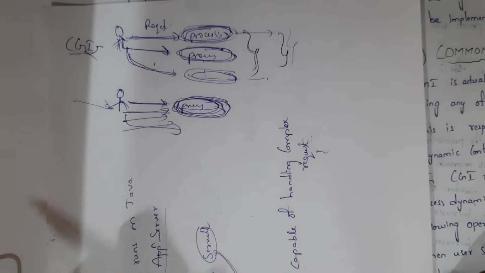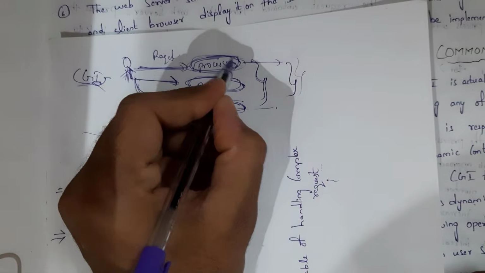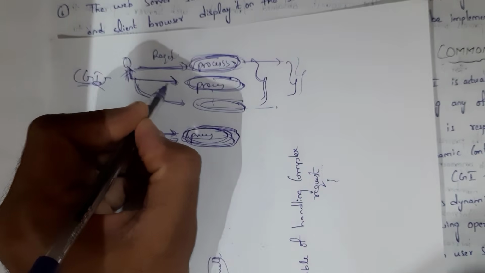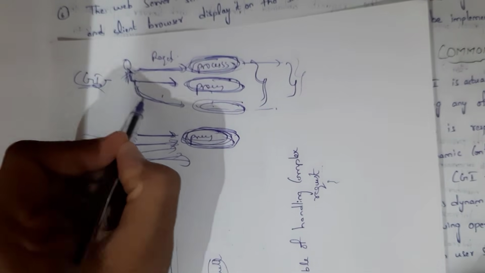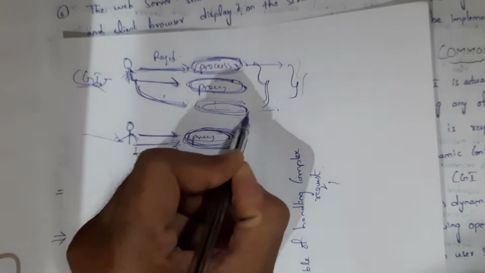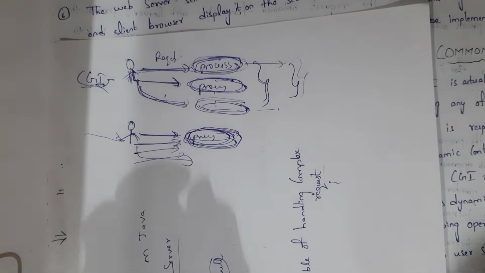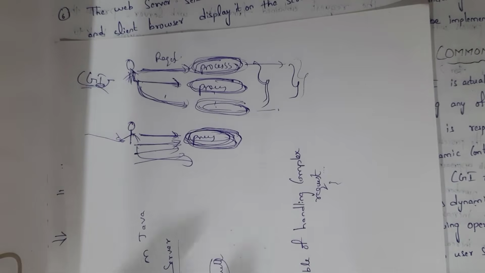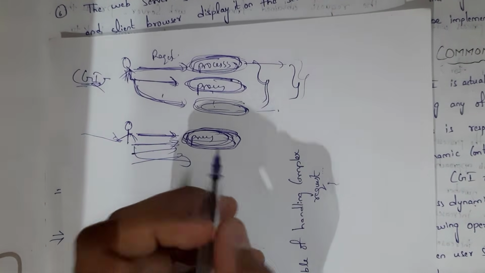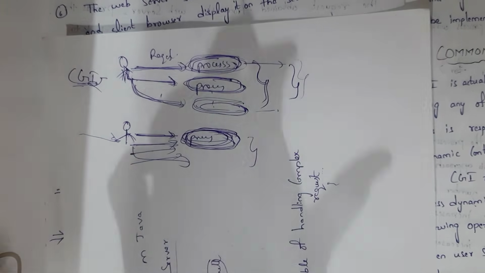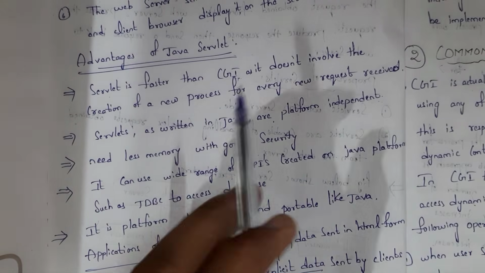If you construct this diagram, in CGI, if the user sends one request, one process is created. If the user sends another request, another process is created. However many requests the user sends, that many processes are created in CGI, so CGI is very slow. But in a servlet, even if the user sends multiple requests, one process is enough to handle all of them. So CGI is very slow when compared to a servlet. This is the advantage: a servlet is faster than CGI.